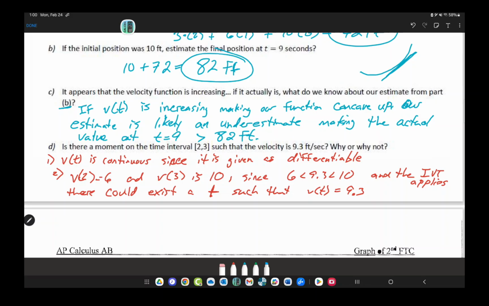The point of going through all this is to know, when we do what we're going to do tomorrow and Wednesday, how to justify our answer and how to write it. Why doesn't it say that there does exist? Why does it say there could exist? Oh yeah, it does exist.